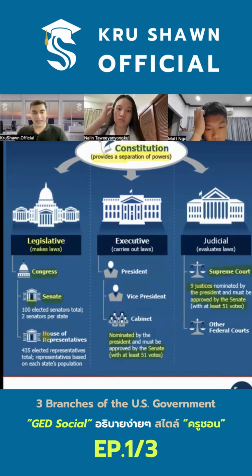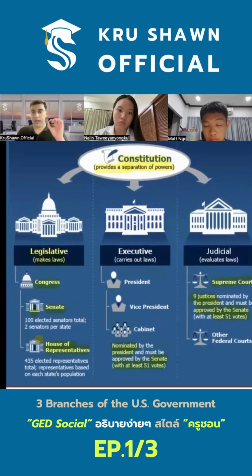And the second house is the House of Representatives. Now we have a total of 435 representatives. Unlike senators, it's not equal for every state. It's based on each state's population. What that means is that states with higher population, like California, will have more representatives. States with lower population, like Maryland, for example, will have fewer representatives compared to California.